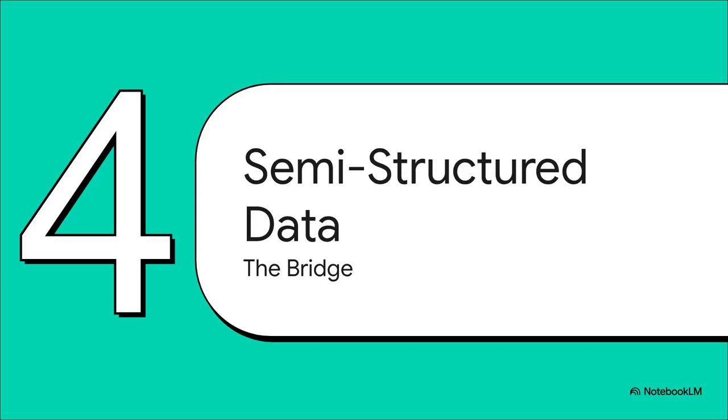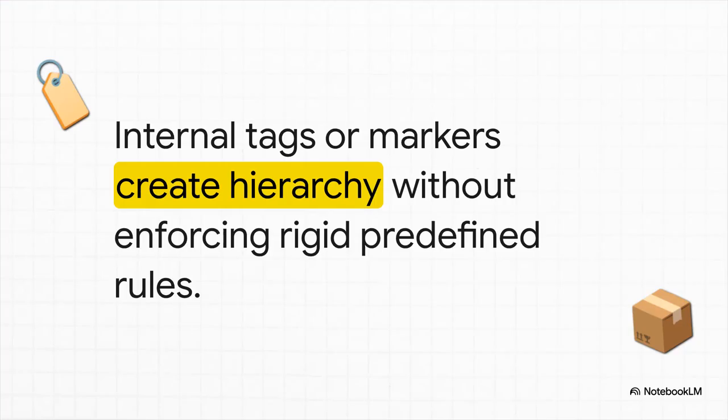So how do we compromise? Section 4, semi-structured data, the bridge. To resolve that intense tension between perfect order and absolute chaos, we arrive at semi-structured data. Acting as the ultimate bridge, this data type uses a self-describing model.